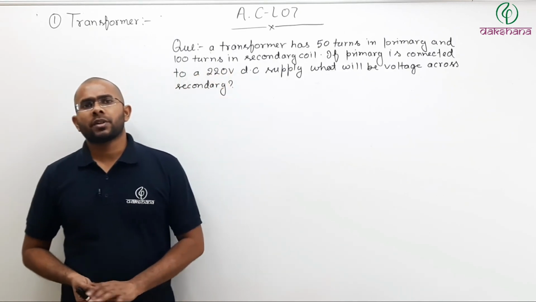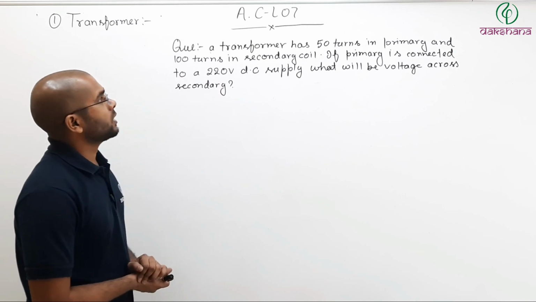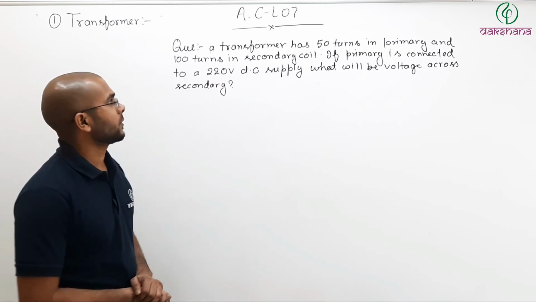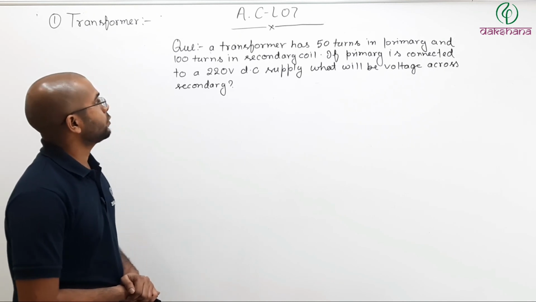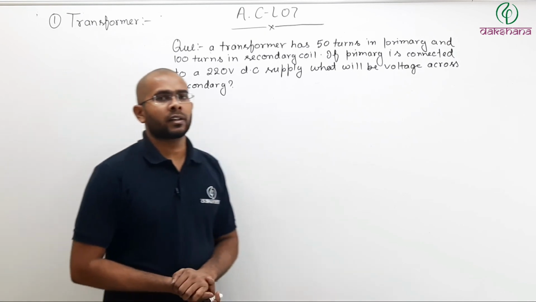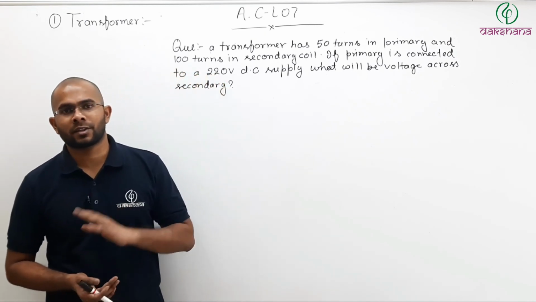Let us solve a question based on your transformer. Here the question is given: a transformer has 50 turns in primary and 100 turns in secondary coil. If primary is connected to a 220 volt DC supply, what would be the voltage across secondary? Now I want you to pause the video and try to solve it yourself first. This is very interesting.